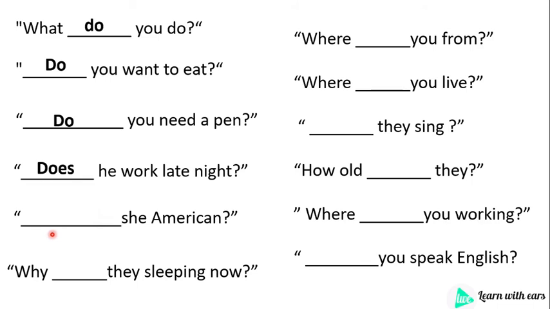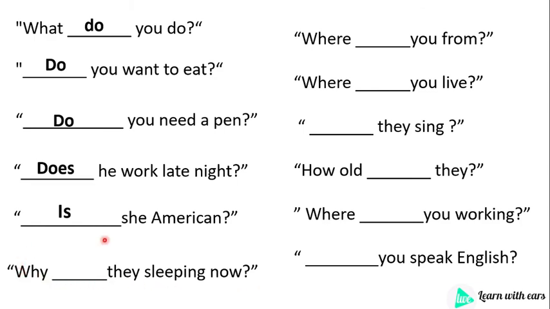Next sentence, she American. Here we don't have a verb. We have a noun, and we know when we have a noun we use the verb to be. Here she is singular. Singular subject. With singular subject we use is. So, is she American?